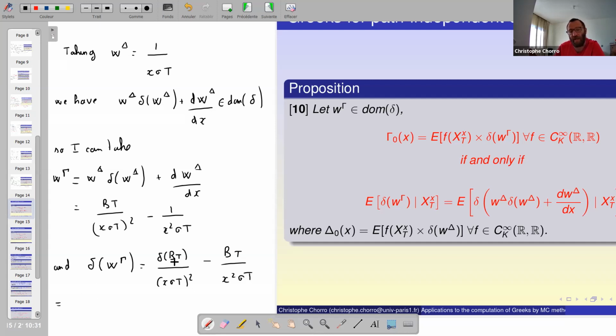And from the previous slide, I have seen that delta of Bt is just Bt squared minus T over x sigma T squared minus Bt over x square sigma T. So it means that in the Black-Scholes model, the weight pi I can take here is given by this expression here. Okay? And what is this expression?